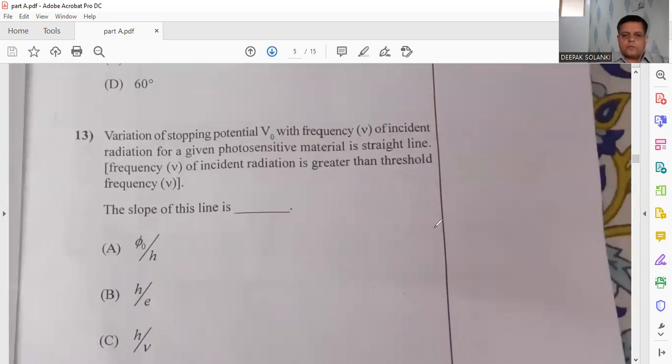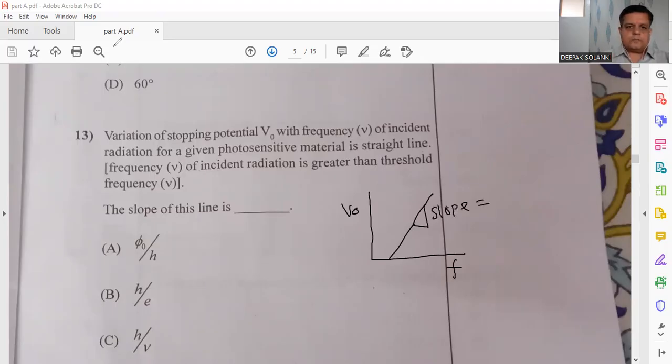Variation of stopping potential V naught with frequency of incident radiation for a given photosensitive material is a straight line. We know this. V naught versus f is a straight line, and your slope is h by e. Understood?